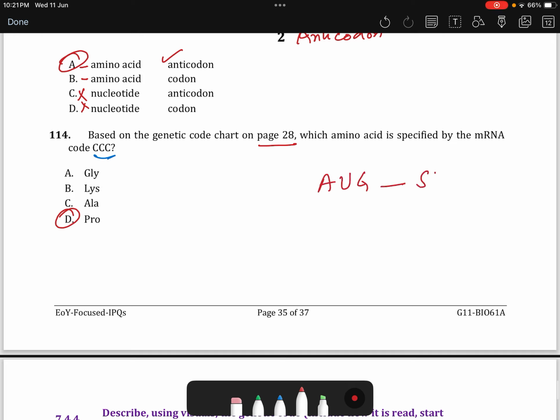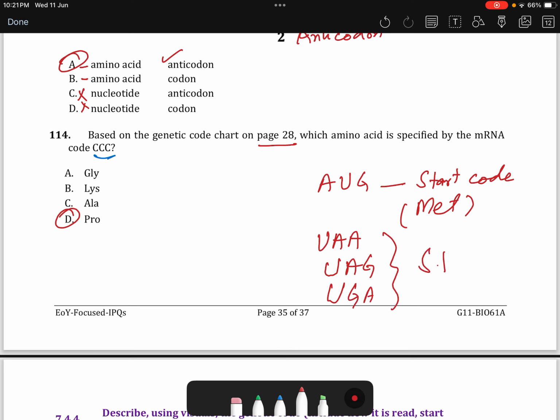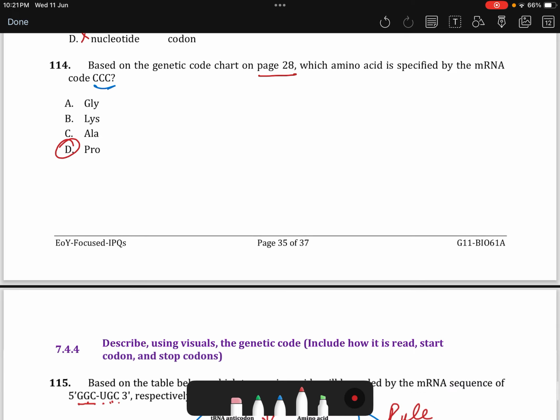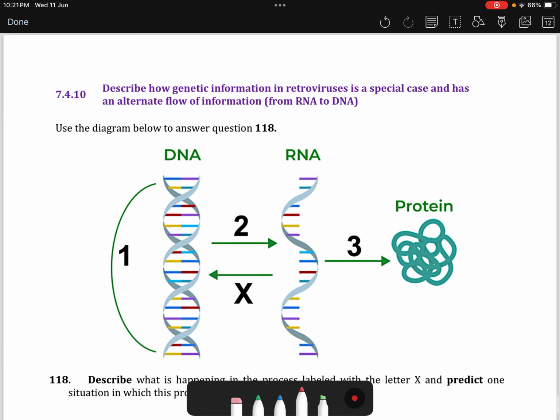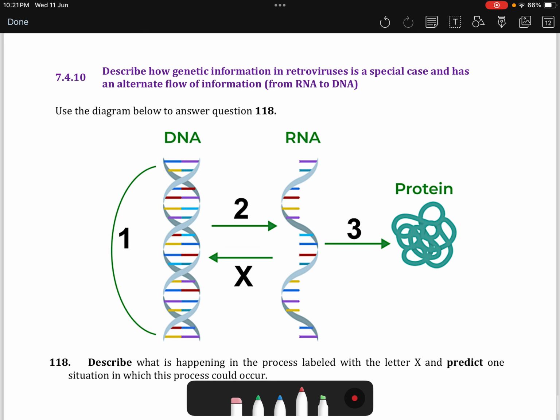Above that, remember three more pieces of information. AUG is the start codon, and that always codes for what? Methionine, Met. Then UAA, UAG, and UGA. These three are the stop codons, which don't code for anything and lead to the termination of translation.